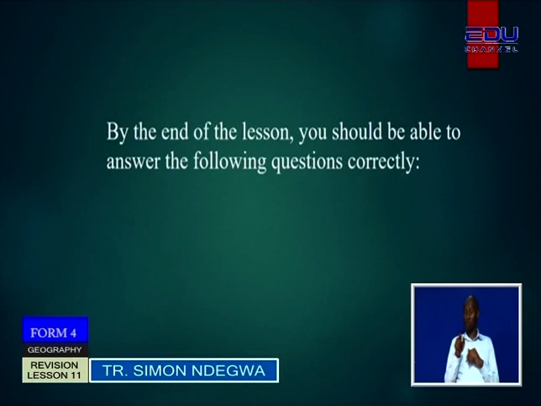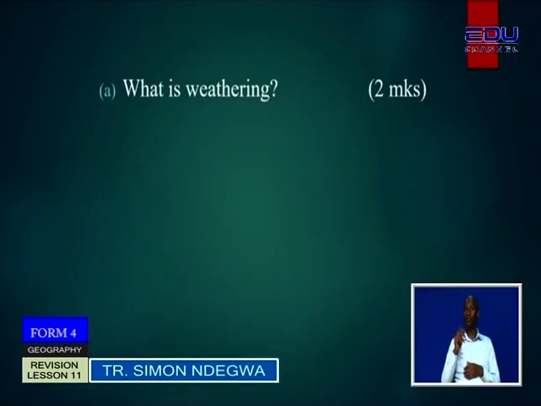By the end of this lesson, you should be able to answer the following questions correctly. They include A. What is weathering? That is the question, what is weathering? The question is allocated 2 marks.